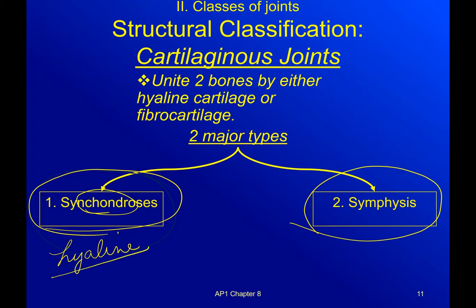Symphysis, you already learned this for your practical. You had the pubic symphysis holding the joints together at the pubic bone. That is actually fibrocartilage. Fibrocartilage is designed to be more of a shock absorber. It's designed to be bouncy.